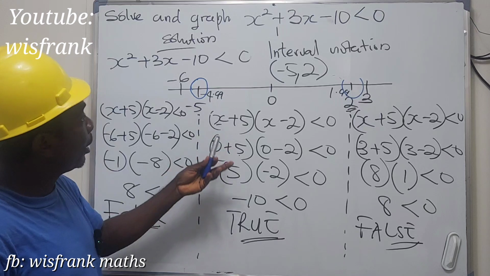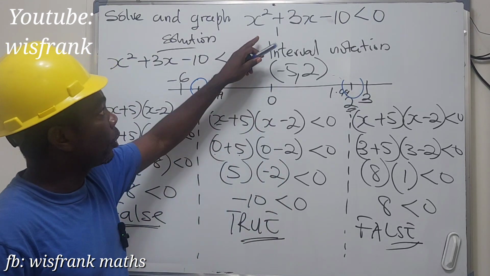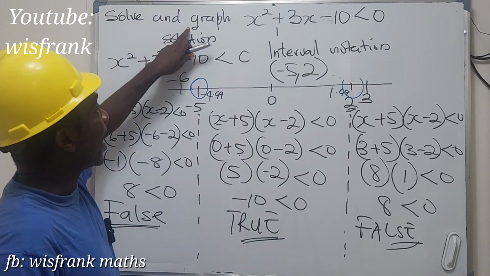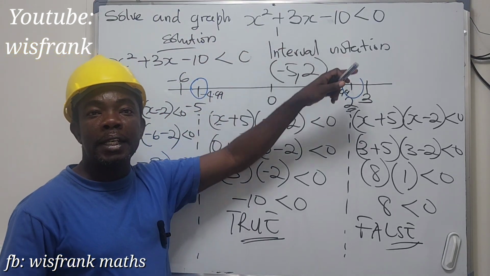So those are the two values of our interval notation on this graph of the quadratic inequality. Those are the steps we took to find the solution for this question: solve and graph x² + 3x - 10 < 0.